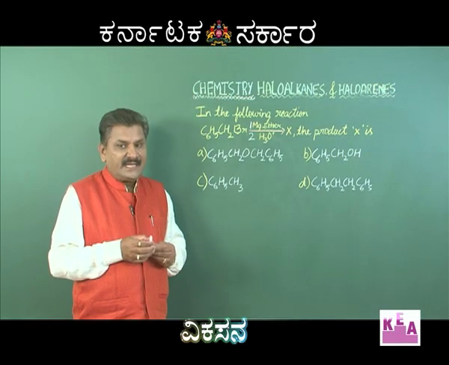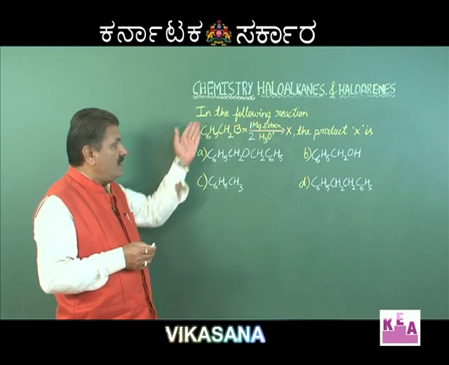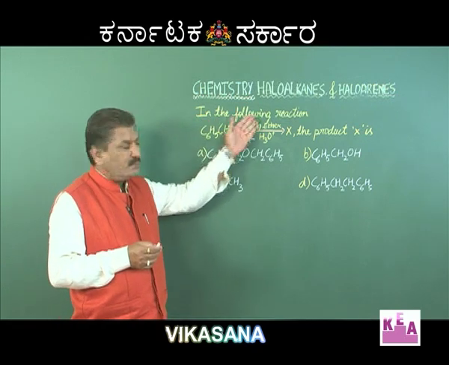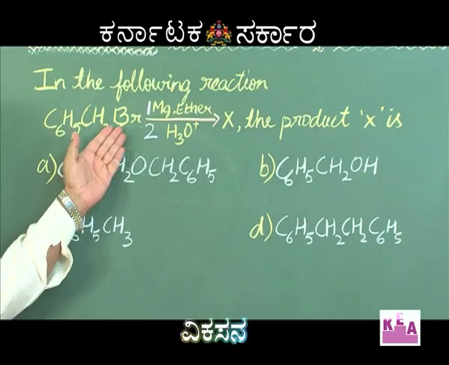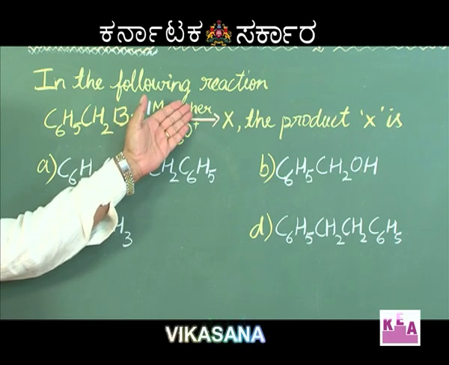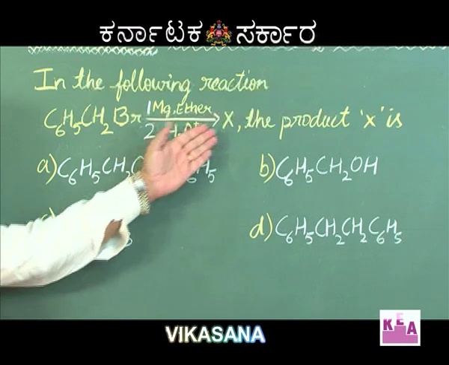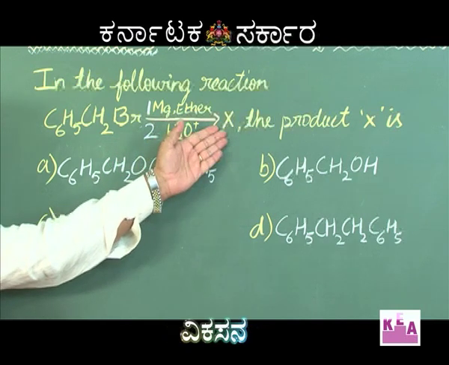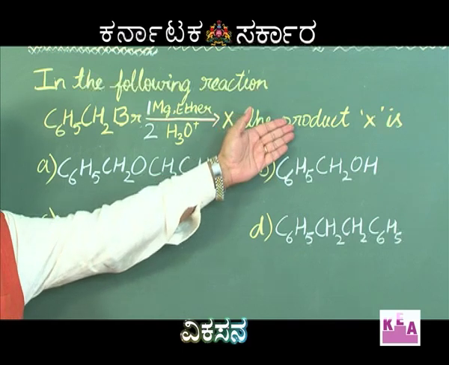Let me discuss the next question. The question goes like this. In the following reaction, C6H5CH2Br, the first step is it's reacting with magnesium in ether. In the second step, we have acid hydrolysis. We get the product X, and we need to identify this product X.